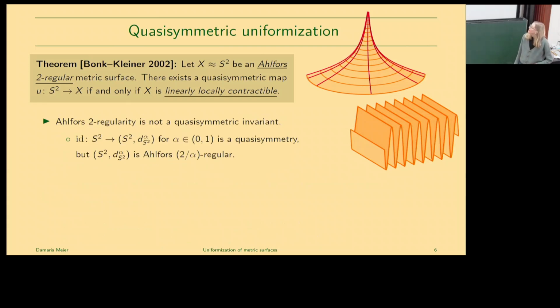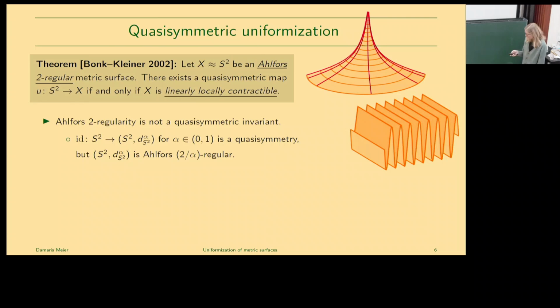Okay. So one thing to mention here is that Ahlfors 2-regularity is not a quasi-symmetric invariant. To see this, we can look at this mapping here. We take S2, the standard sphere, and we equip it with its metric raised to a power of alpha, for some alpha between 0 and 1. This is again a metric space, and the identity mapping is a quasi-symmetry. You just scale distances in a certain way, but of course the Hausdorff 2-measure of this space is not comparable to r squared, but comparable to r to the power 2 divided by alpha.